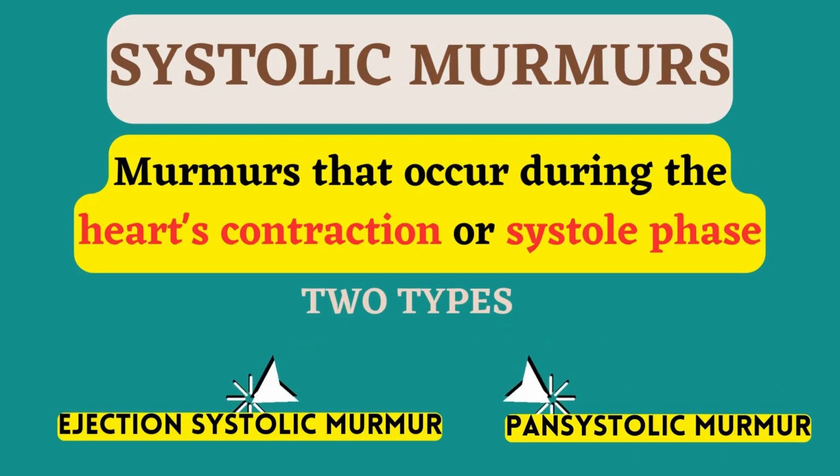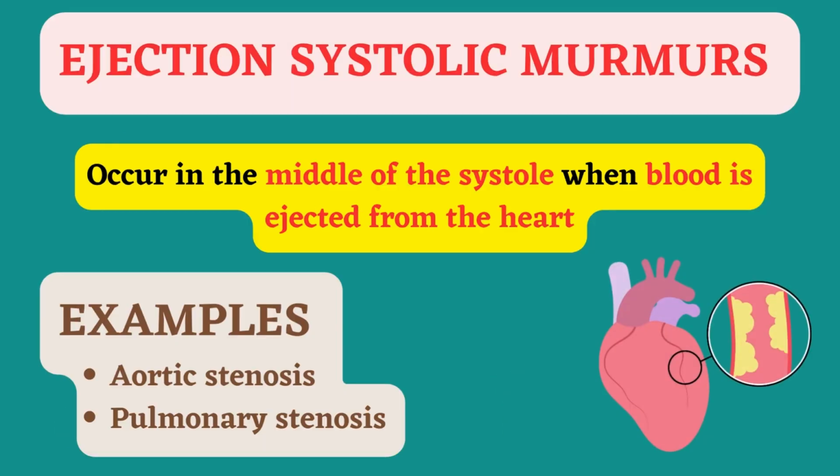Systolic murmurs are murmurs that occur during the heart's contraction or systole phase. Systolic murmurs can be further classified into ejection systolic murmurs and pansystolic murmurs. Ejection systolic murmurs occur in the middle of the systole when blood is ejected from the heart. Examples of conditions that can cause ejection systolic murmurs are aortic stenosis or pulmonary stenosis.